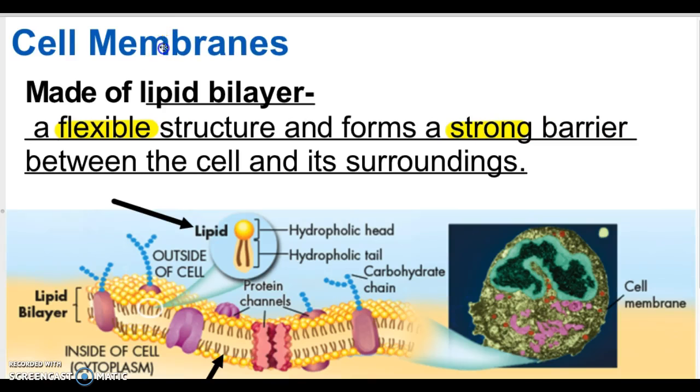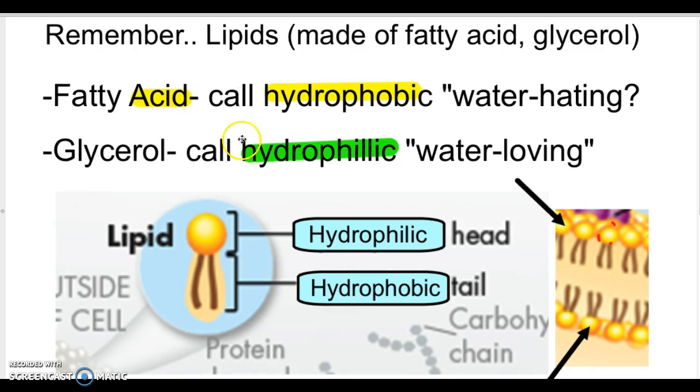So when you break down and look at the cross-section of the cell membrane, we call it a lipid bilayer. Remember when we talked about lipids in biochemistry, that a lipid can help make up the cell membrane. So we're looking at a flexible but strong barrier between the outside of the cell and the inside of the cell. And so when you look closely and you zoom into the lipid, there is your glycerol and your fatty acids.